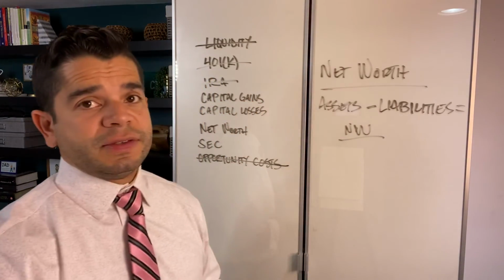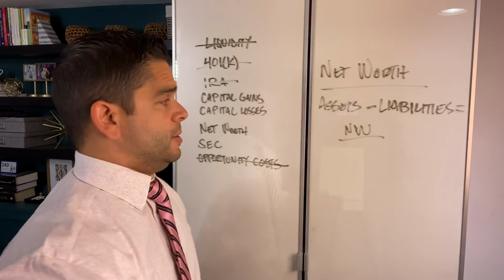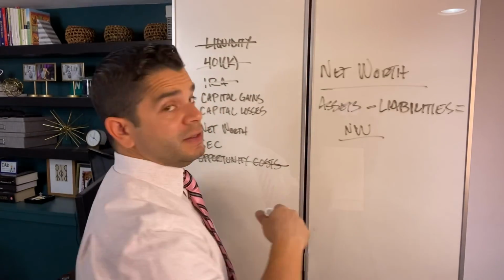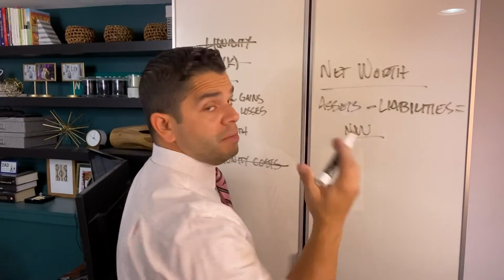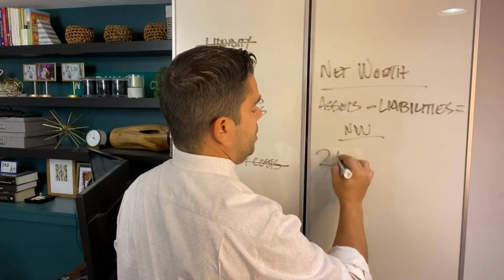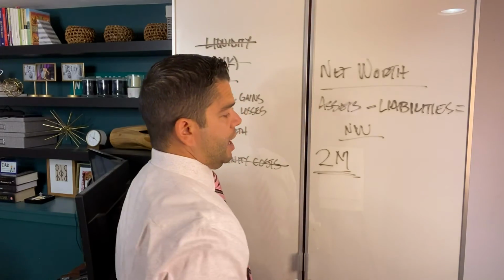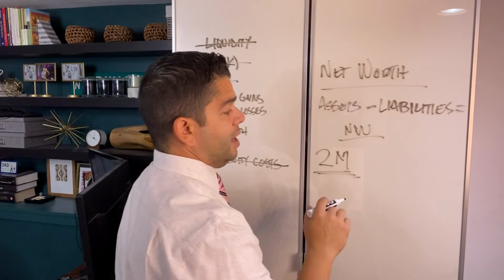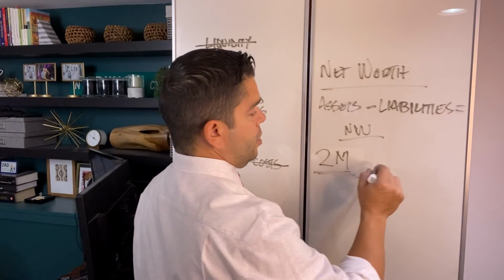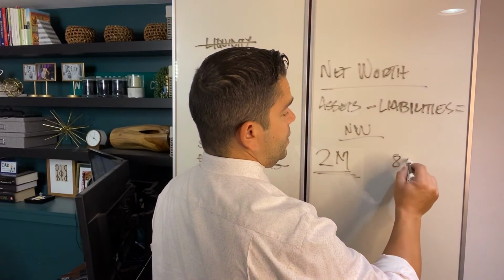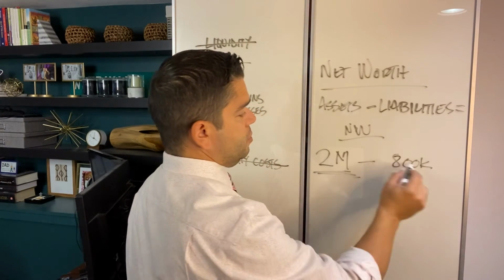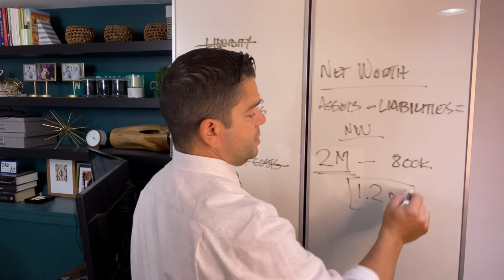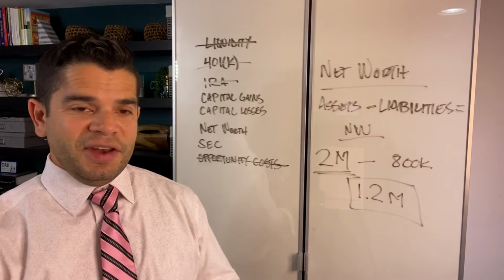So if your assets are, let's say, you've got those 2 horses that are $1 million, and you've got 2 buildings that are another $1 million. So combined, you've got $2 million in assets. But then you have loans out on the buildings, and the horses are paid in full. But on the buildings, you owe $800,000. So we're going to take $2 million minus $800,000, and that leaves us with $1.2 million. This is your net worth.